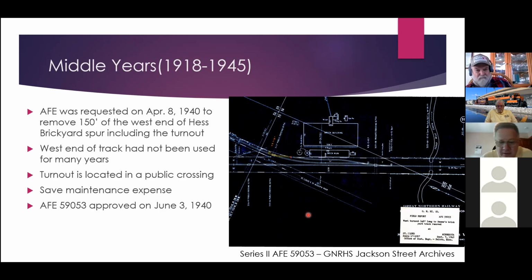As you'll see over the next few slides, they weren't really doing a lot of planning at the time. So they were kind of just handling things one small project at a time. So here it is, June 30th, 1940, they remove this turnout, this end. They say they haven't been using the west end of the track for years.